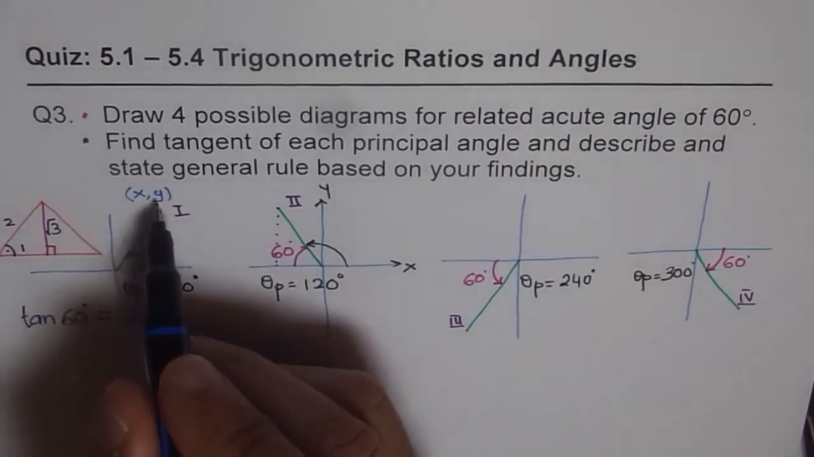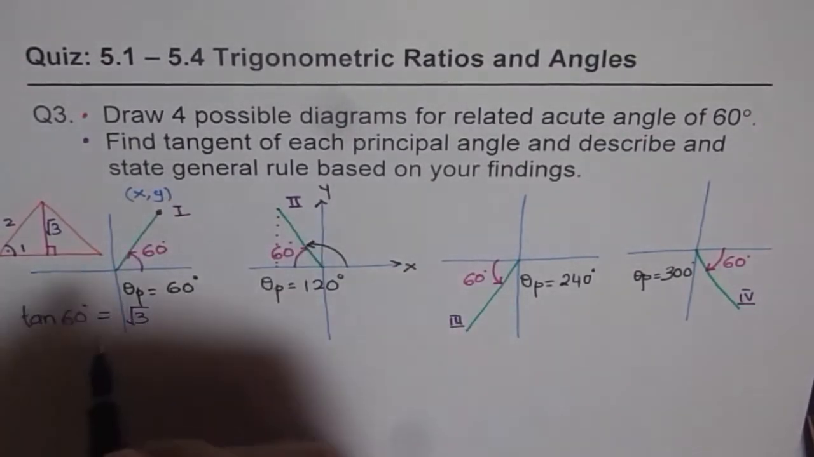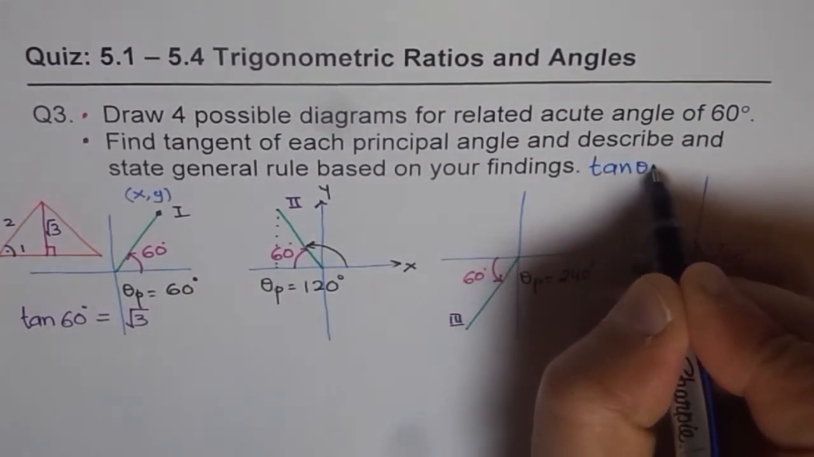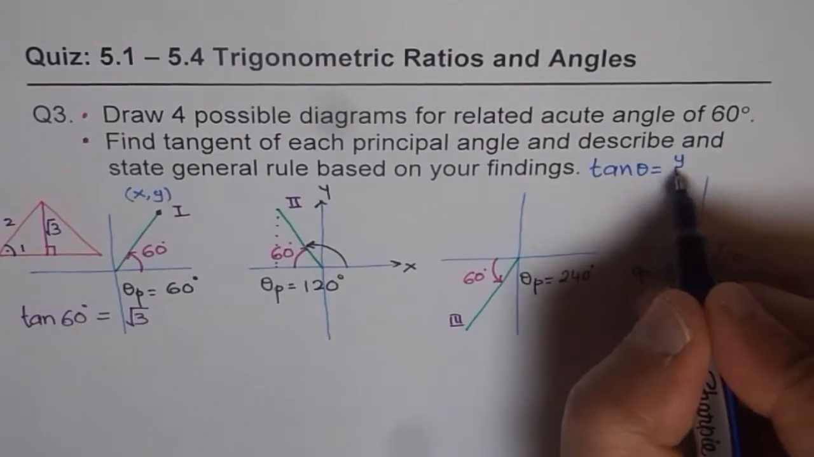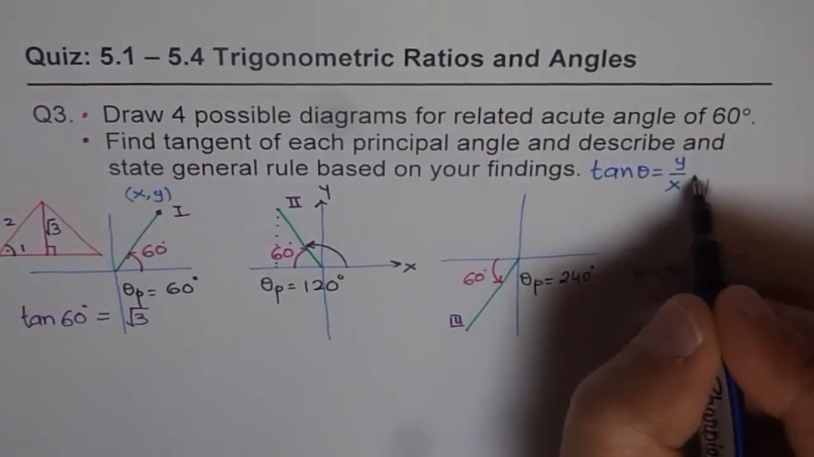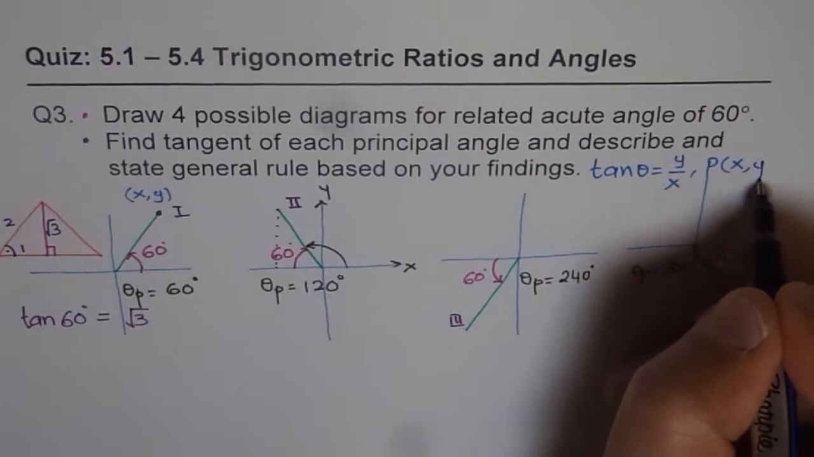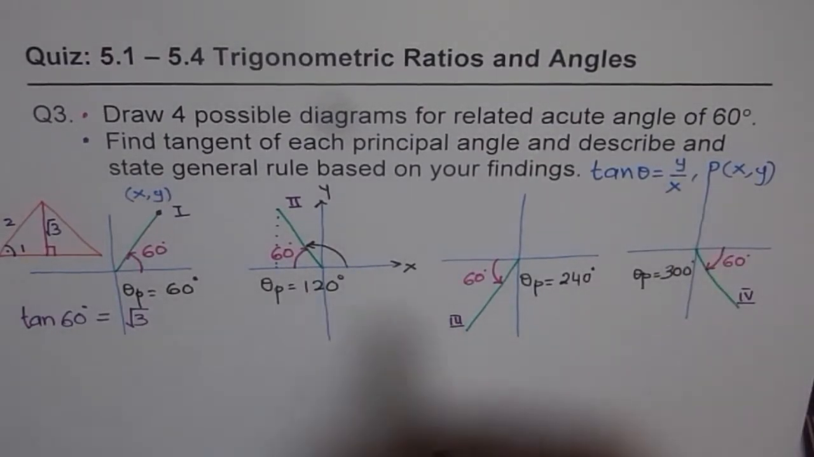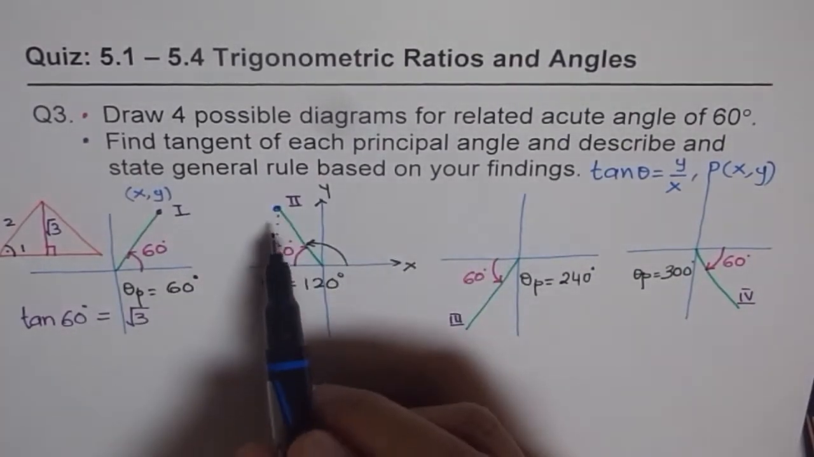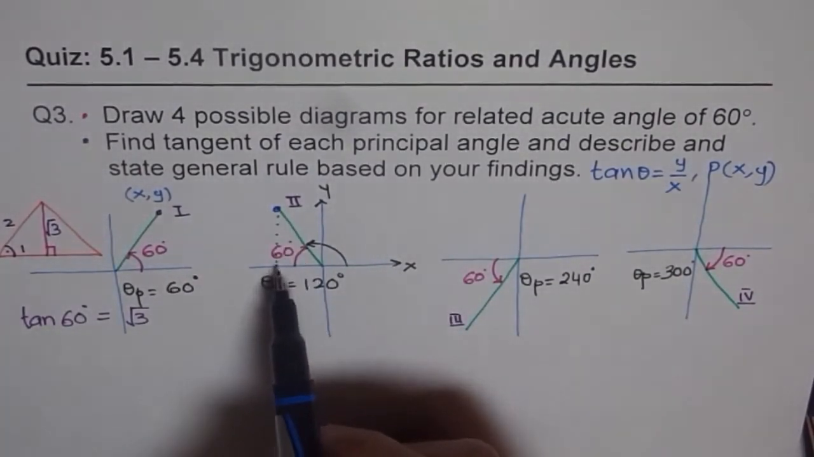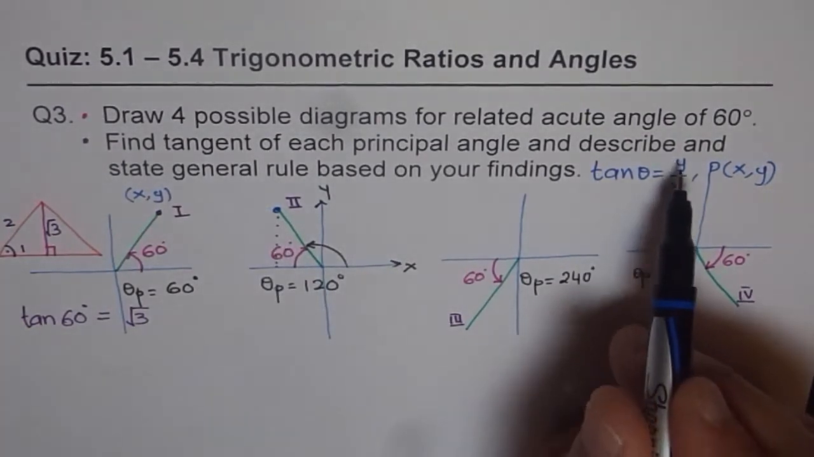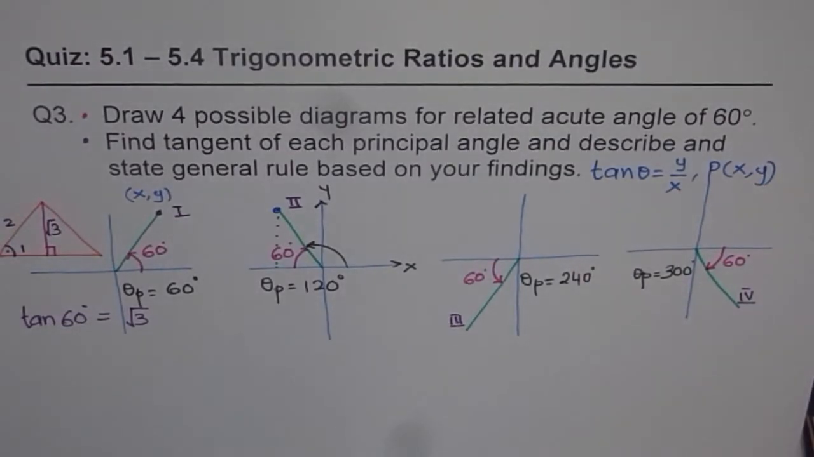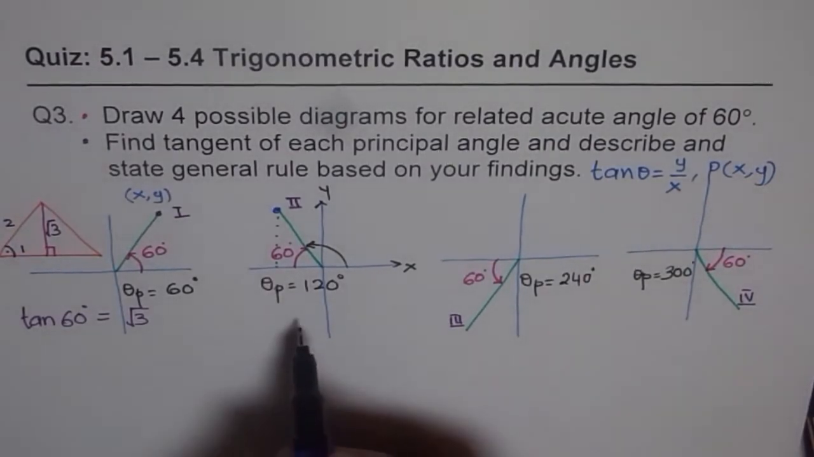Tan theta is the ratio of y over x, correct? Tan theta is equal to y over x for any point P which is (x, y). We'll remember that part, as it will help us explain all the positions. In this case, the x coordinate is negative and y is positive. If you take a ratio in which one of them is negative, you expect a negative answer, correct? And therefore tan is going to be negative in this particular case.